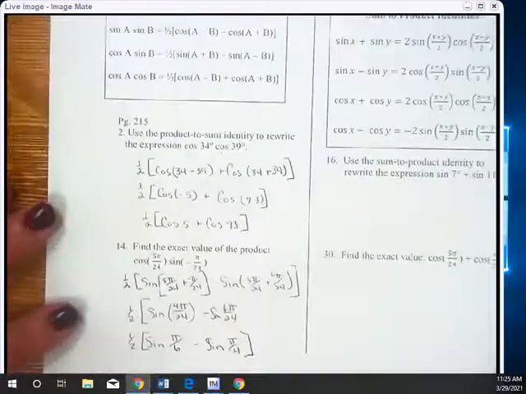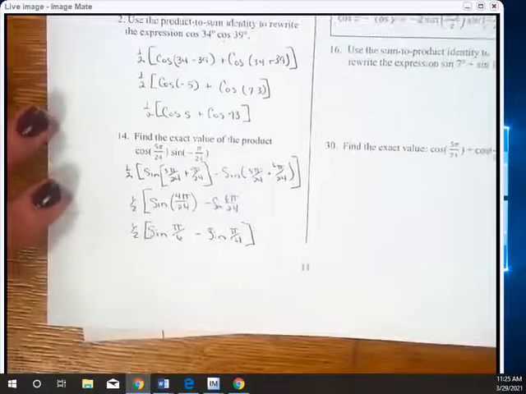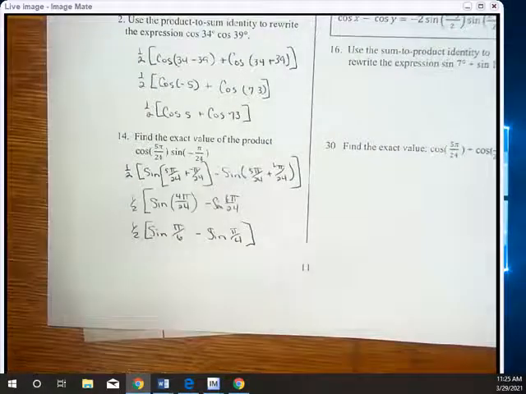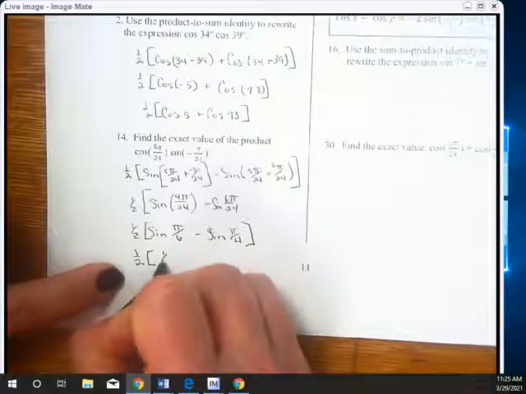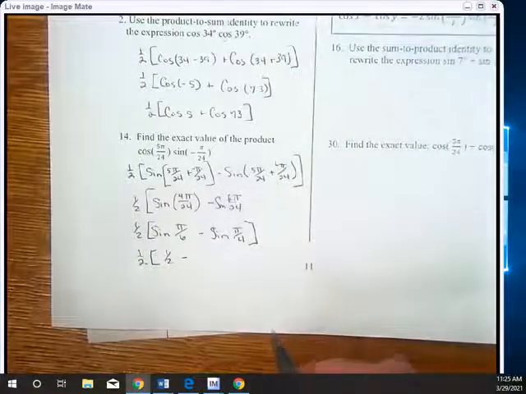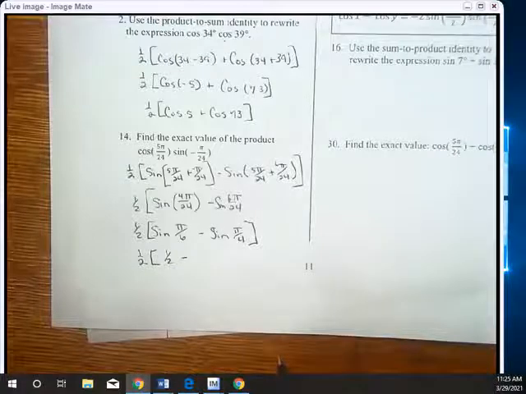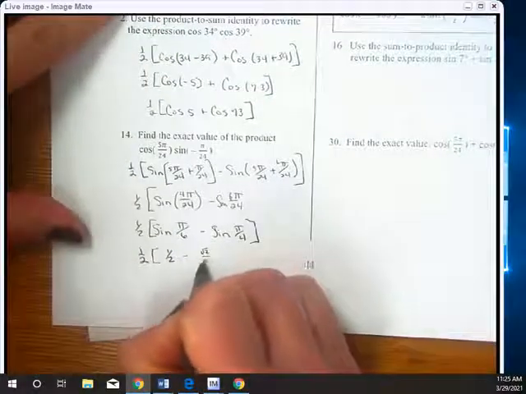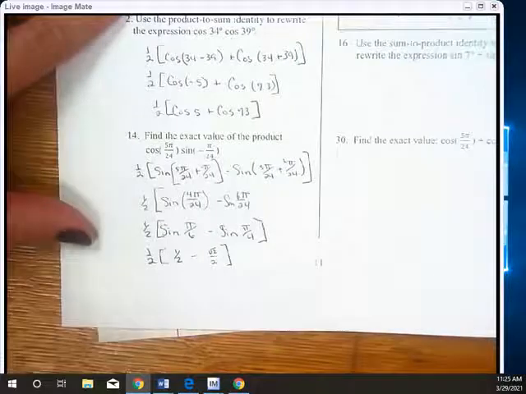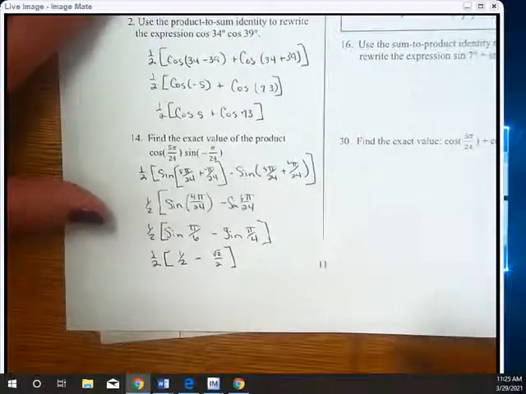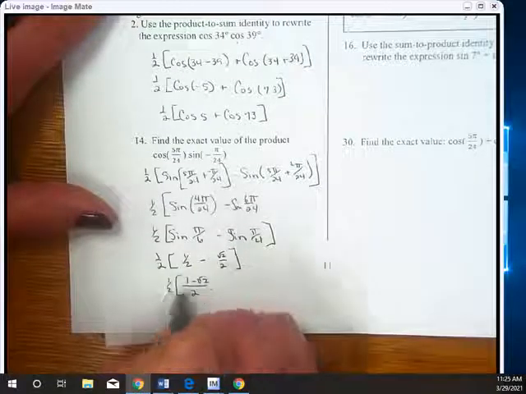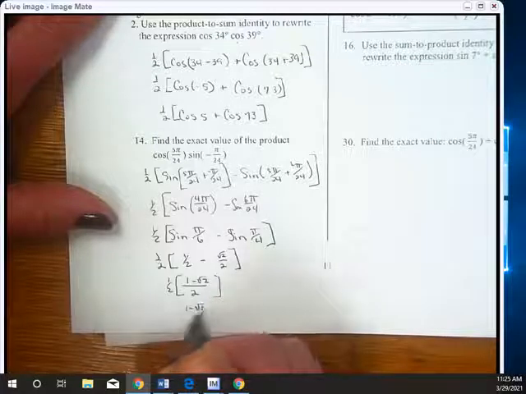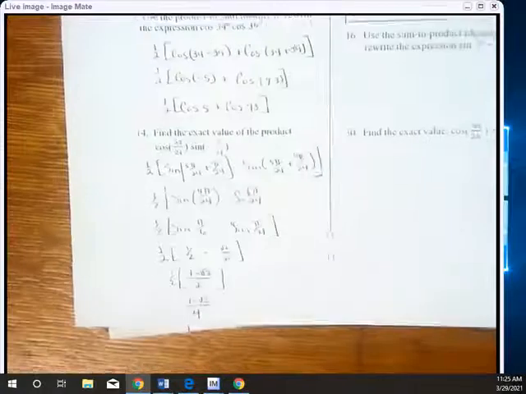Now, pi over 6. For those of you that haven't figured out radians yet, the sine is 1/2. That's the 30 degrees. So we have 1/2, 1/2, and pi over 4 is 45 degrees. Radical 2 over 2. Luckily, I have a common denominator. 1 minus radical 2 over 2 times 1/2 is 1 minus radical 2 over 4. Exact value.